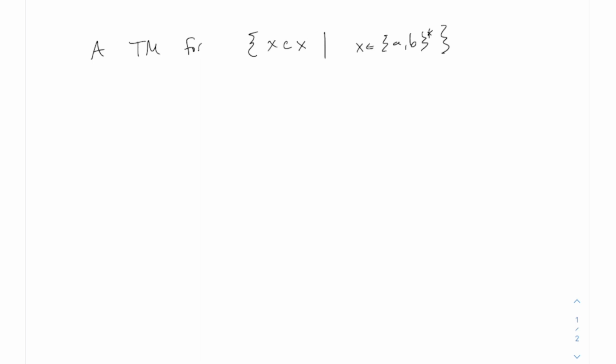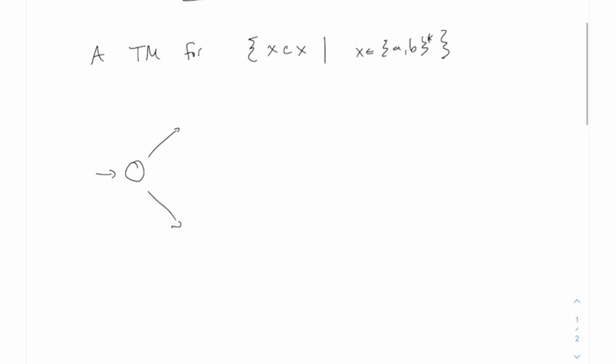Yeah, let's see if we can do this. XCX. So I'm going to begin in some state, and I'm going to do these two branching paths depending on whether the first letter of the X was an A or a B. In either case, you want to mark it. So I'm going to go A bar, R, and then B bar, R. So you change the A to an A bar to mark it off. And then I want to move to the right.